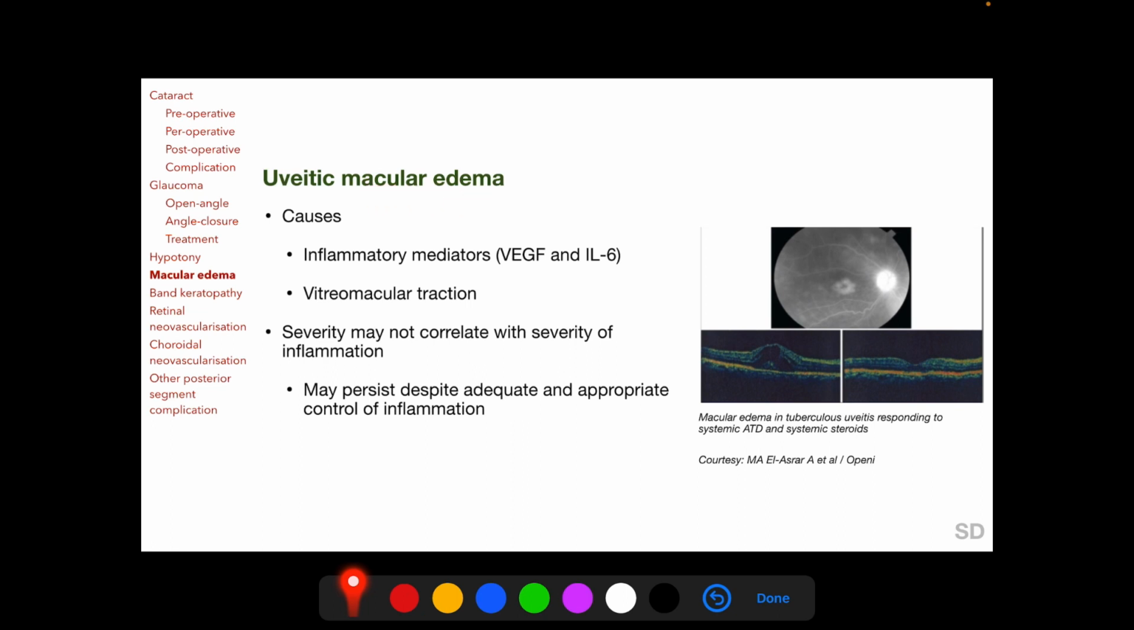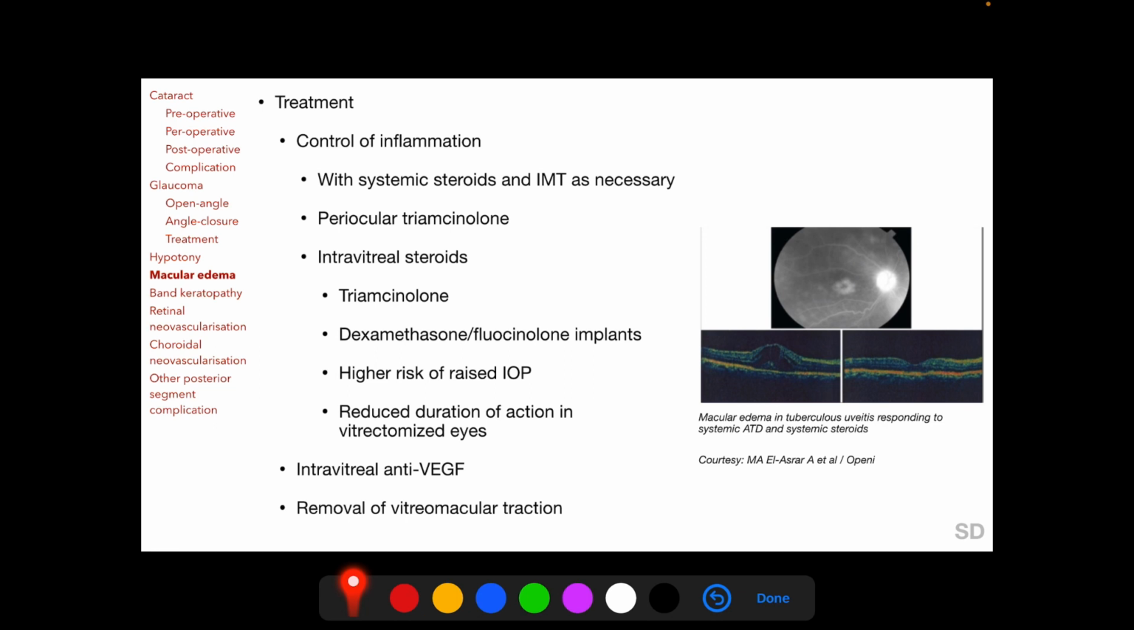Macular edema in uveitis usually occurs from inflammatory mediators in the vitreous cavity, but infrequently it may arise from vitreomacular traction. And clinically, severity of the macular edema may not correlate with severity of the inflammation. Macular edema may persist despite adequate and appropriate control of inflammation. Treatment of uveitic macular edema includes control of the inflammation with systemic steroids and immunomodulatory therapy as necessary. In addition, periocular triamcinolone or intravitreal steroids can be administered.